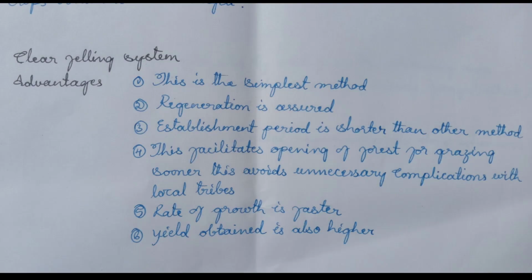Advantages and the disadvantages of a clear felling system are, at first let's talk about the advantages. This is the simplest method. Regeneration is assured. Establishment period is shorter than other methods. This facilitates opening of forest for grazing sooner. This avoids unnecessary complications with the local tribes. Rate of growth is faster. Yield obtained is also higher.